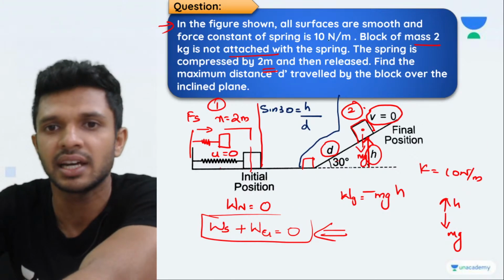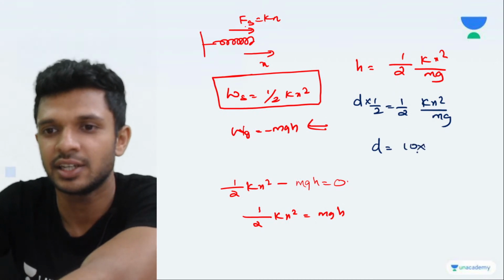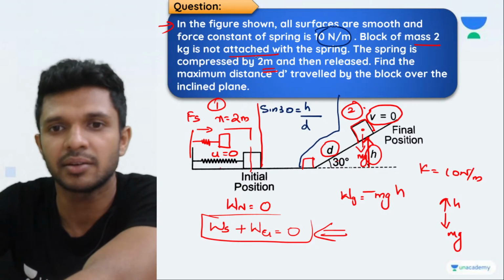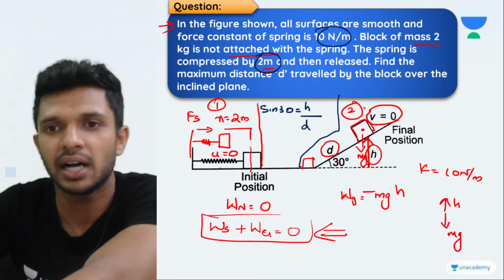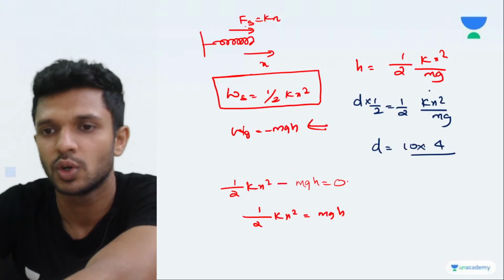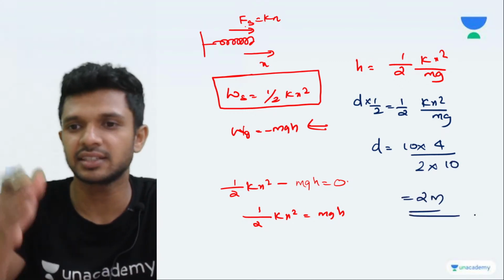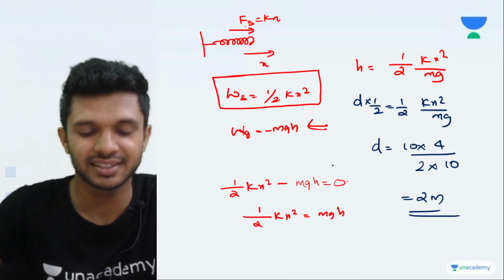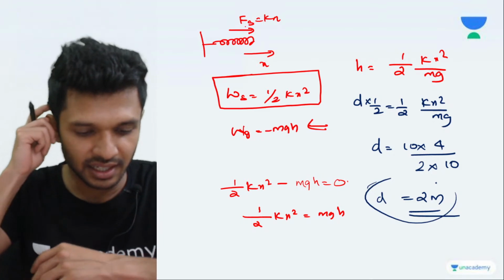K is given: the value of k is 10, into x, the compressed value 2, squared is 4, divided by the mass, which is also 2, into g, which is 10. So d is 2 meters. 10 cancels, 4 by 2 is 2. That's all there is.